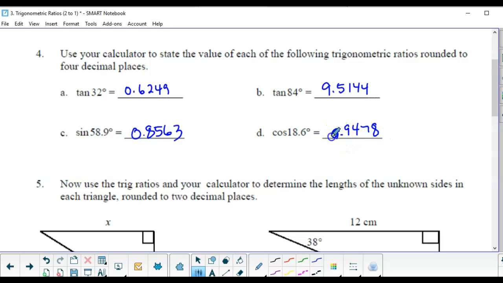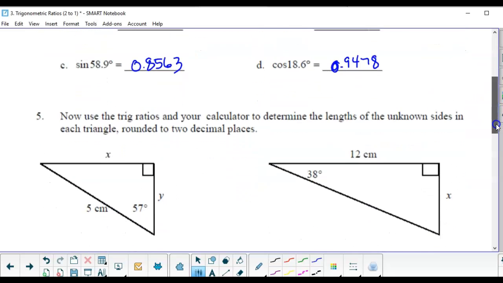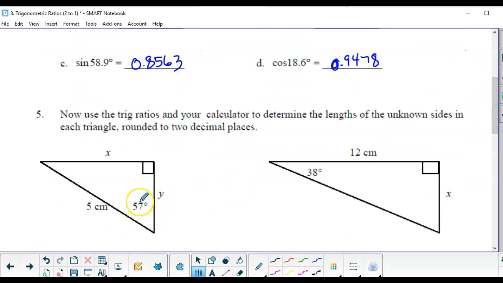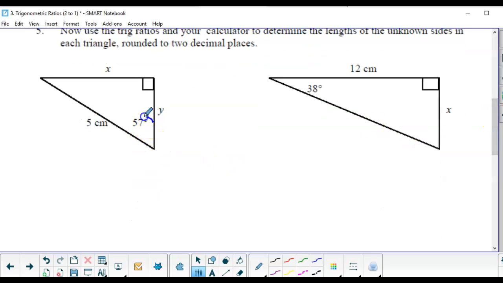Okay, so those are the values of the ratios. So if we can find the value of the ratio, we know that the sides have to satisfy that, right? So now use trig ratios in your calculator to determine the lengths of the unknown sides. So think about it here. I know this angle. I want to know what x is. That is opposite. Okay, this is adjacent. This is hypotenuse. So if I think about sine of 57, that's going to be x over 5.